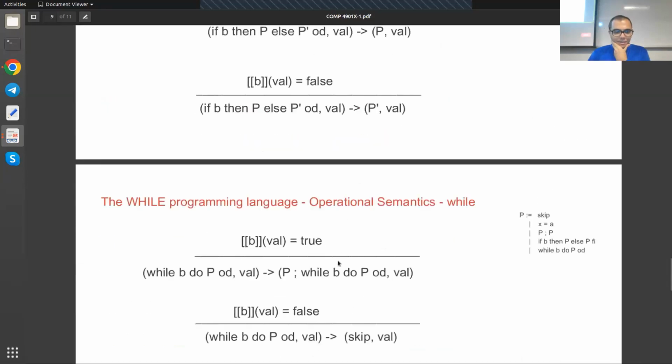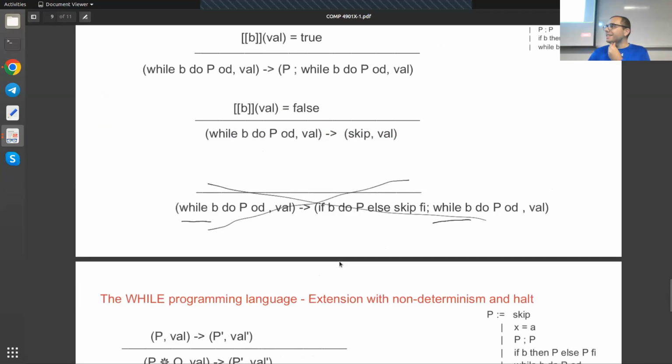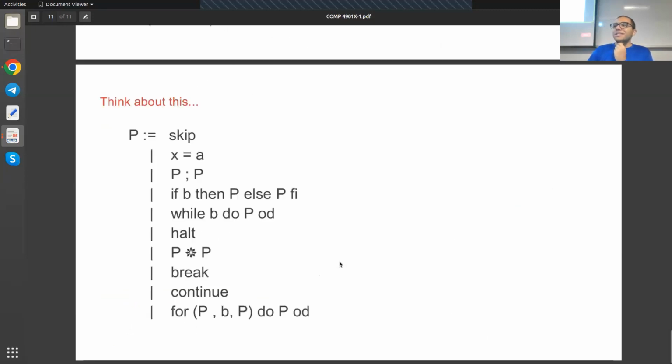And here's something that I want you to think about. I'm not going to do this in the lectures, but I strongly suggest that you think about this because maybe it's going to be in your final exam. So here are the things that I already have in my program. I have skip, assignment, sequential composition, branching, loop, halt, and non-determinism.